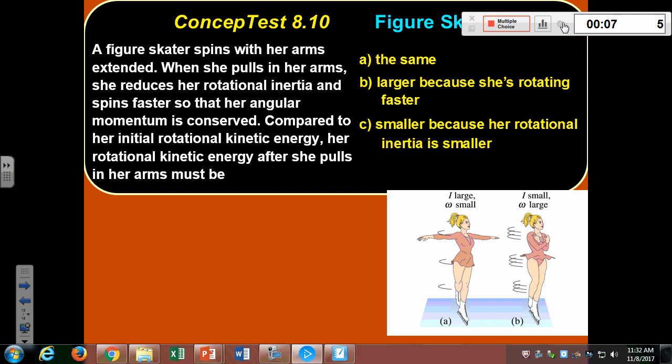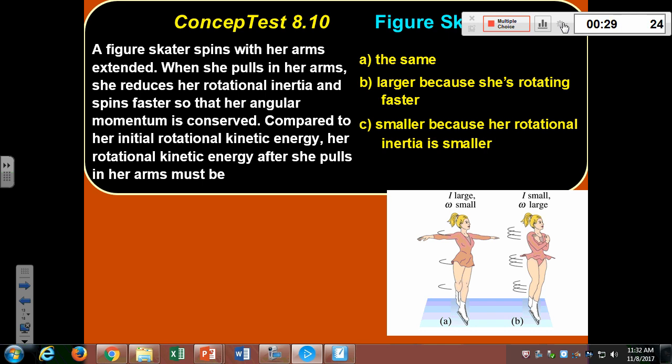We know with the figure skater that when she pulls her arms in, the moment of inertia goes down, right? And so that's why she spins faster, because I goes down, omega has to go up by the same amount. So if she decreases her moment of inertia by a factor of 2, then omega has to go up by a factor of 2. And so now this is asking, what happens to her kinetic energy?